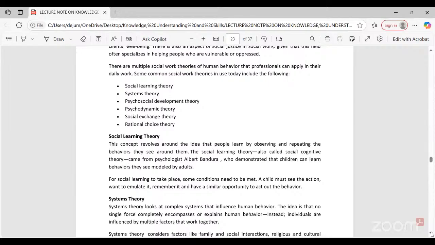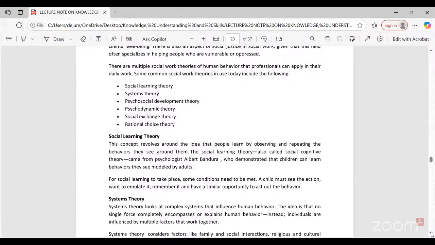Hello, everybody. Or you can give me one example. Give me an example that you have done or somebody has done in your presence through social learning theory. I'm hearing you.